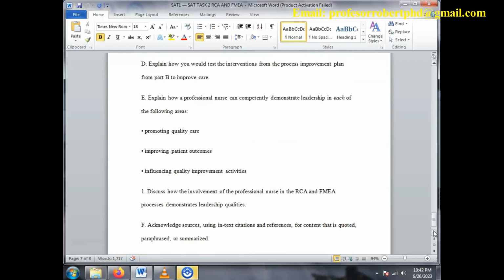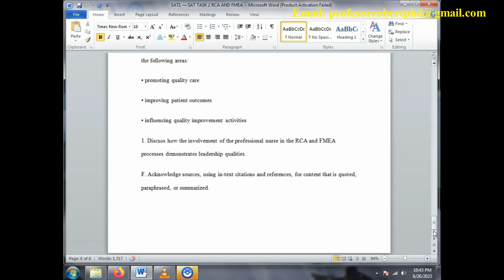Explain how you would test the interventions from the process improvement plan from Part B to improve care. Explain how a professional nurse can competently demonstrate leadership in each of the following areas: promoting quality care, improving patient outcomes, influencing quality improvement activities. 1. Discuss how the involvement of the professional nurse in the RCA and FMEA processes demonstrates leadership qualities. F. Acknowledge sources, using in-text citations and references for content that is quoted, paraphrased, or summarized.